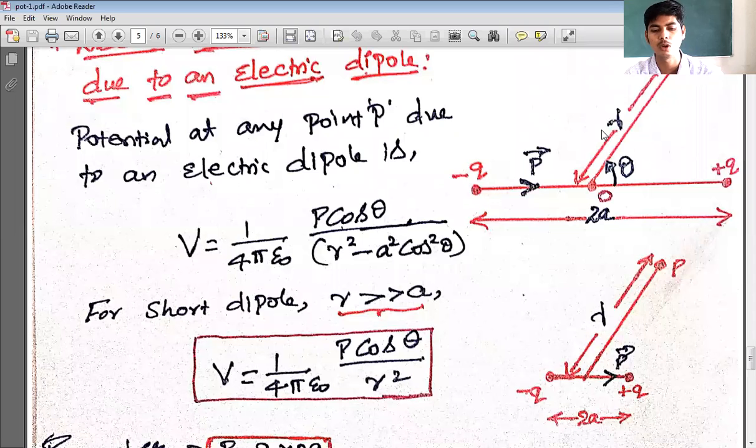The potential that an electric dipole produces at a point is 1 by 4 pi epsilon P cos theta divided by R square minus A square cos square theta.